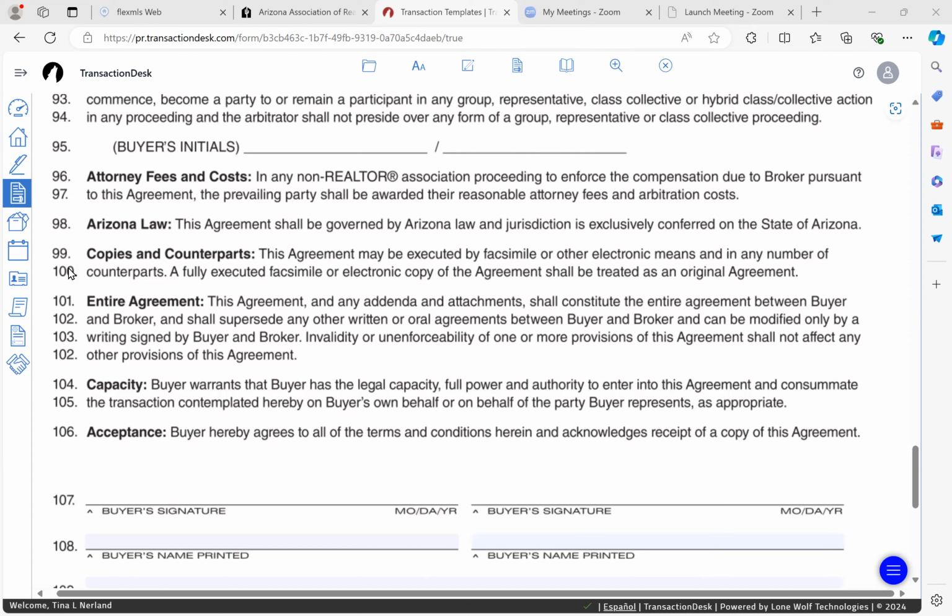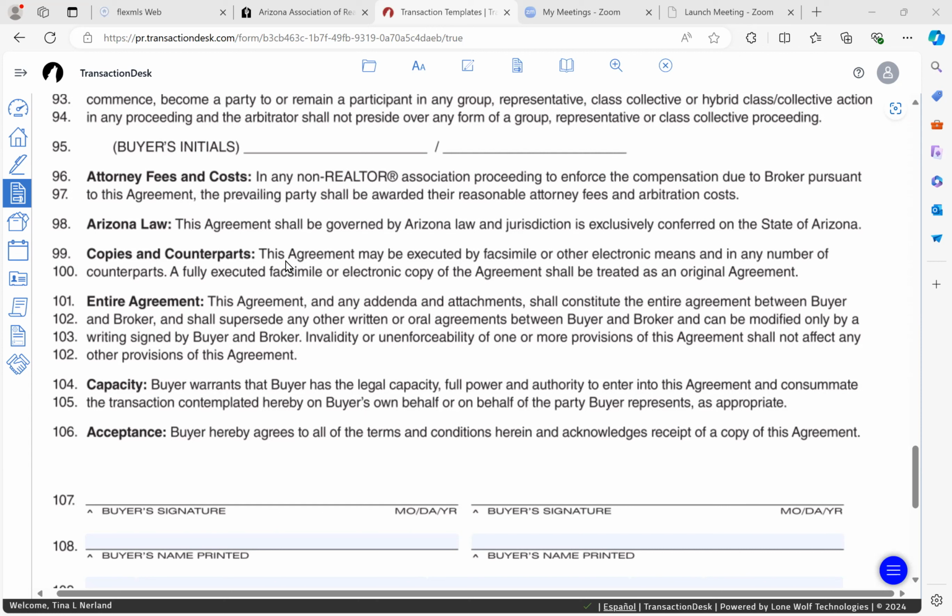Copies and counterparts. This agreement may be executed by facsimile or other electronic means, and in any number of counterparts. A fully executed facsimile or electronic copy of this agreement shall be treated as an original agreement. This agreement and any addenda and attachments shall constitute the entire agreement between buyer and broker and shall supersede any other written or oral agreements between buyer and broker, and can be modified only by writing signed by buyer and broker.